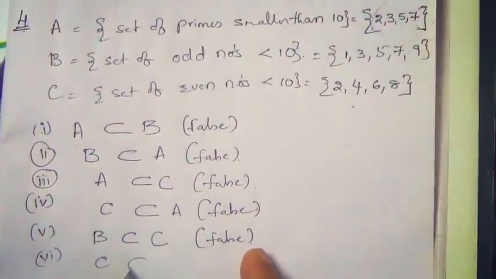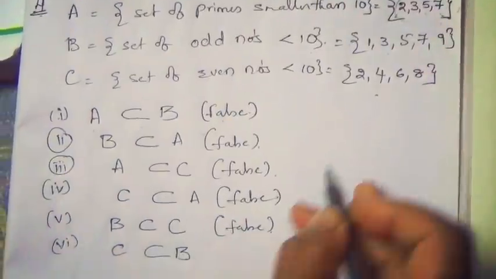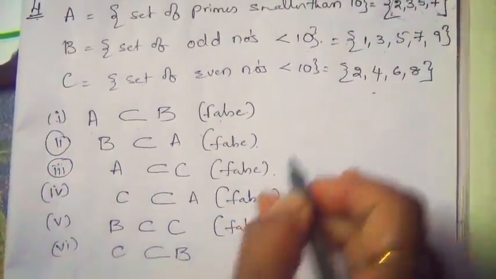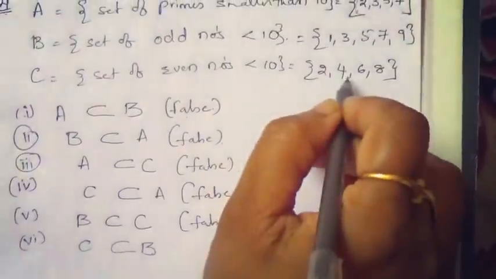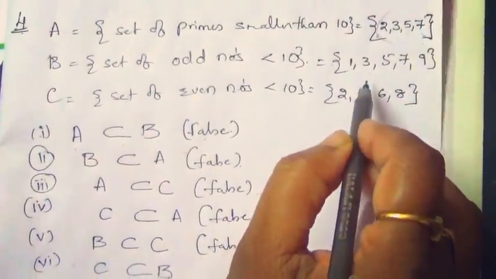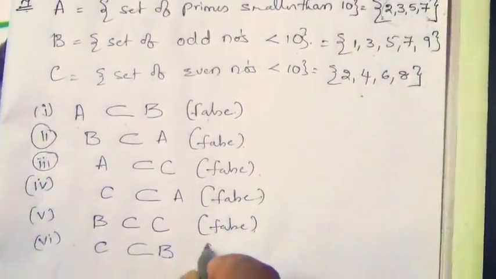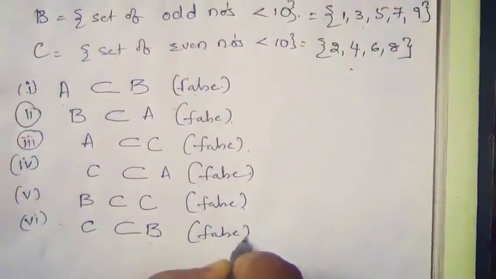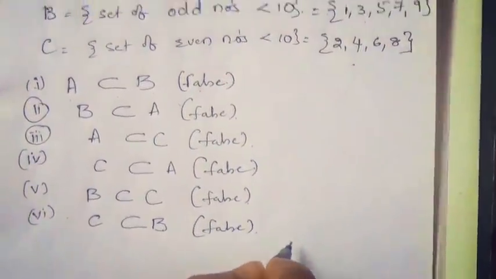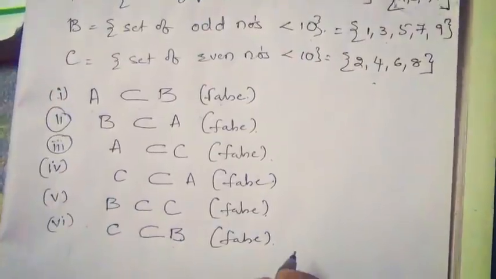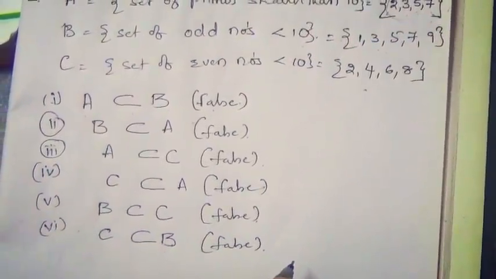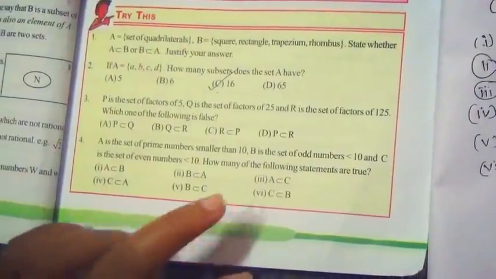So the sixth one, C is a subset of B. Are all of C's elements present in B? No. Again it was false. So there is no true statement among the given statements of the question. Okay. So students, we finished this page number 33. Do this and try this.